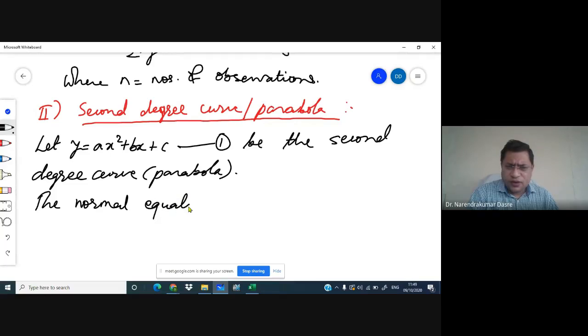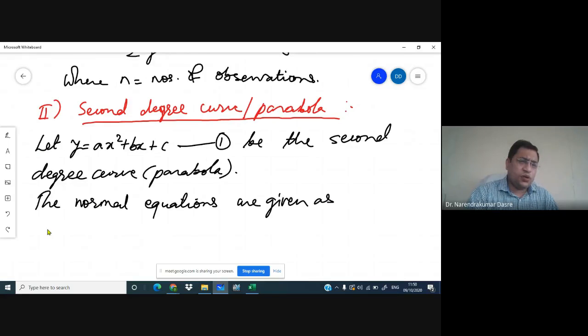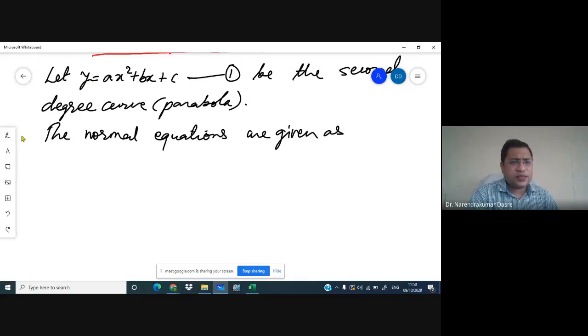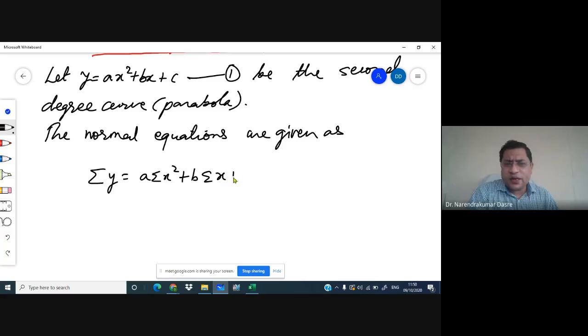The normal equations are given as follows. So what are the normal equations I'll be having? First, take the sum as it is. So what will we have? Summation y equals a summation x square, b summation x plus nc, where n is the number of observations we have.